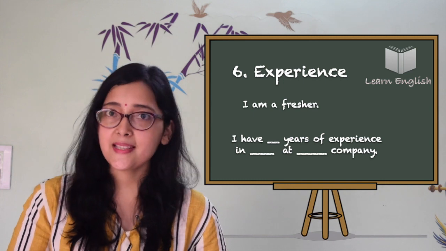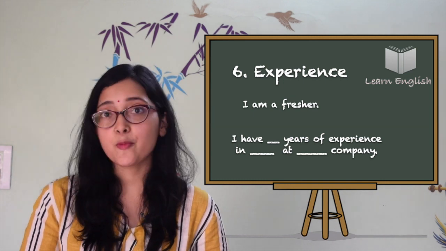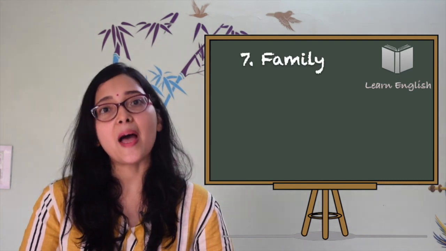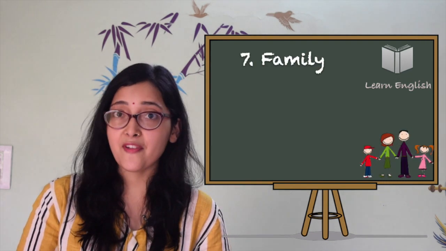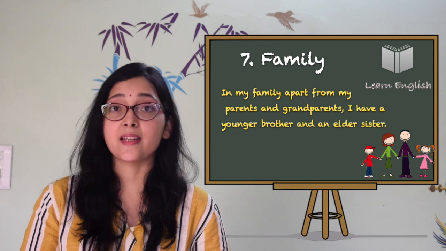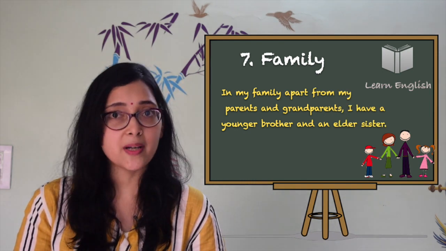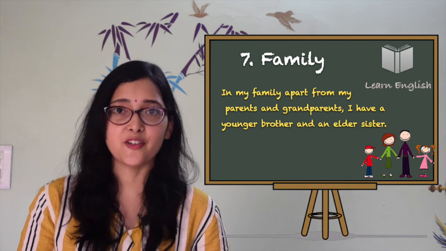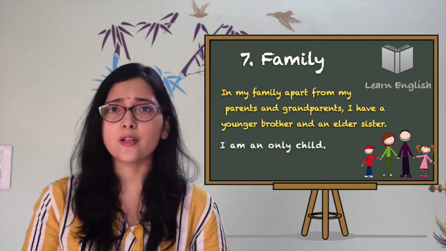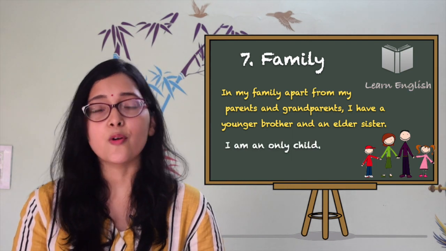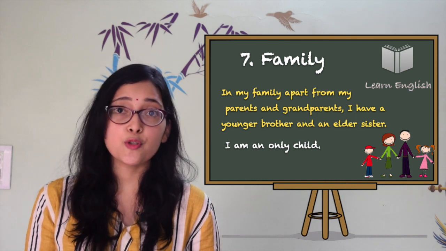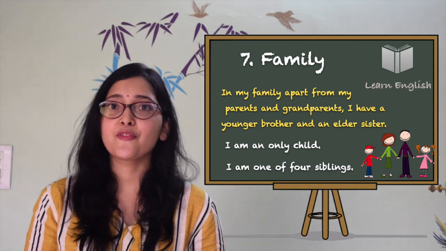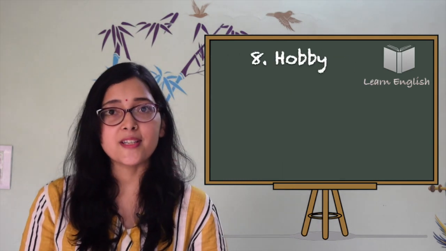Now these were the basic points, and the points I'm going to mention further are completely optional. First is family. You can say, in my family, apart from my parents and grandparents, I have a younger brother and an elder sister. It depends on the number of members in your family. For example, if you are an only child, you can say, I am an only child. And if you do not want to mention anything about your siblings, you can just say, I am one of the 4 siblings.